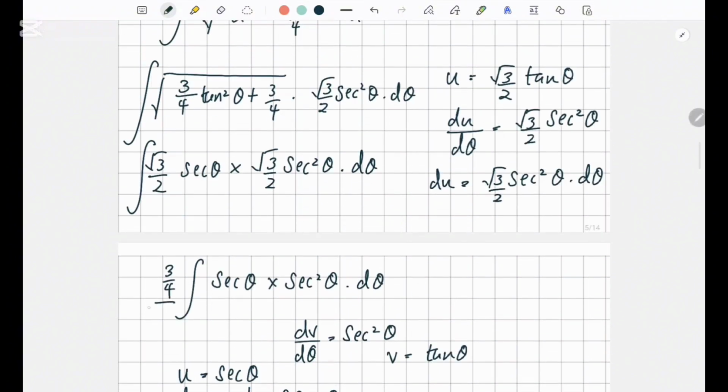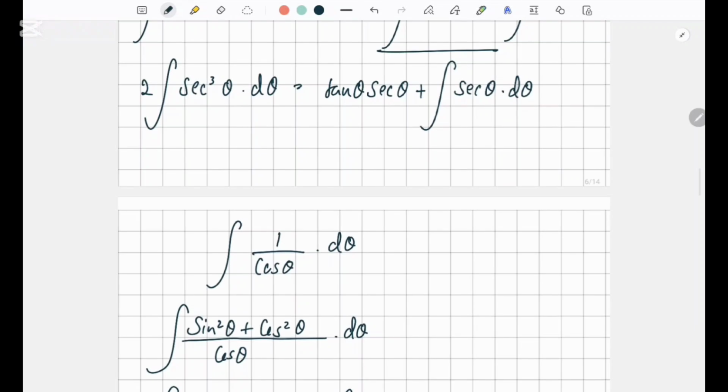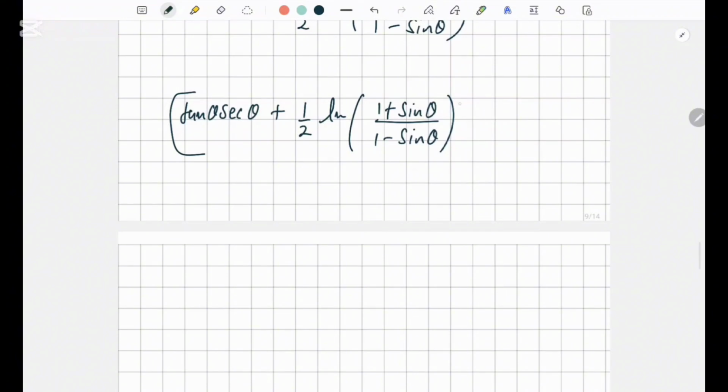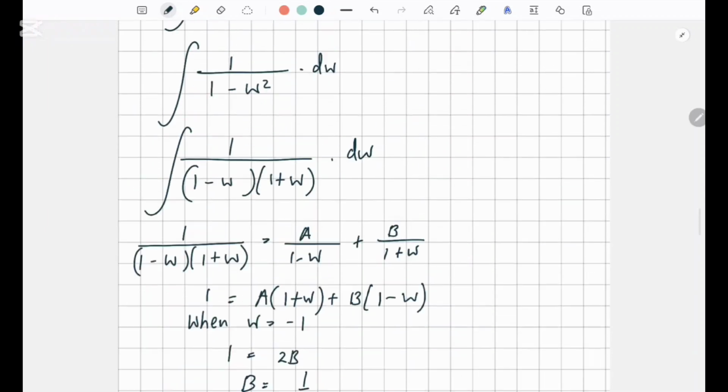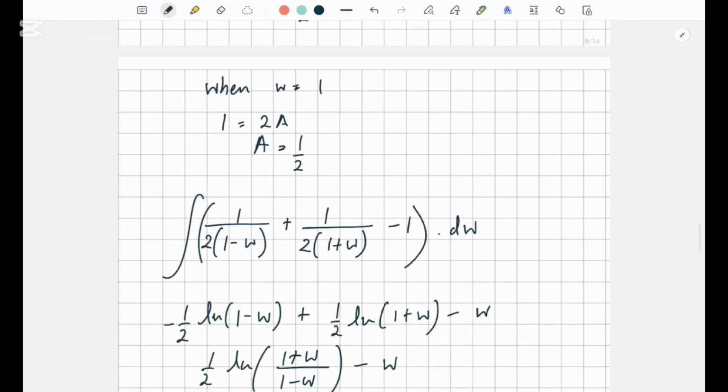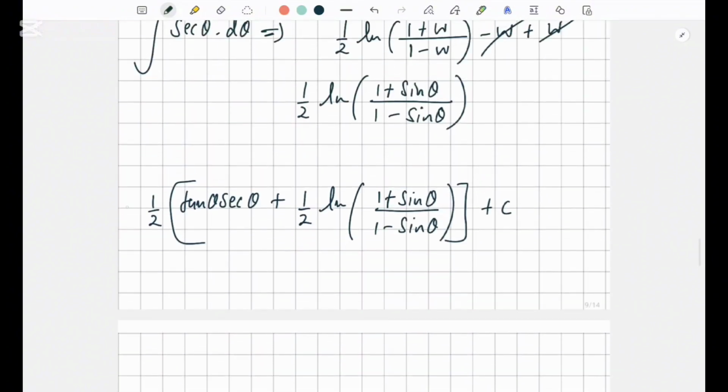Now we had 3 over 4 in front, right? So what we could do is divide all this by 2, because we had 2 in front, as you can see, with sec cube theta. And initially we had 3 over 4 too, so you can multiply this with 3 over 4, making this 3 over 8. This becomes 3 over 8, so that becomes 3 over 8 into half, so it's 3 over 16.